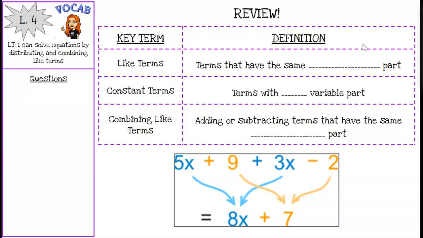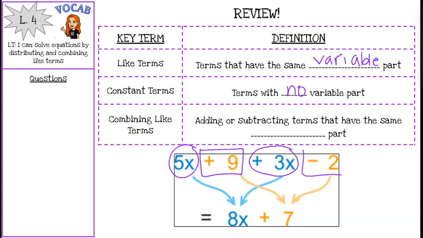Review. From last lesson, we talked about combining like terms. Like terms, if you remember, are terms that have the same variable part. Those would be 5x and 3x because they both have an x. Constant terms are terms with no variable part. That would be 9 and -2 because they don't have a variable. Combining like terms is adding or subtracting terms that have the same variable part.